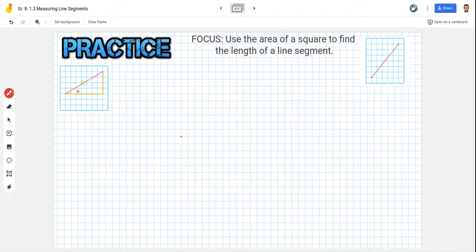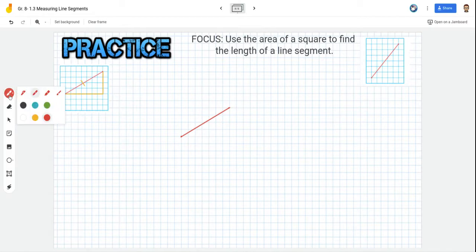I'm going to go 1, 2, 3, 4, 5, 6, 7 over, and then I believe it's 4 up. 1, 2, 3, 4. Yep. So again, 1, 2, 3, 4, 5, 6, 7, and then 4 up. 1, 2, 3, 4. And I'm able to draw my line segment between those two.